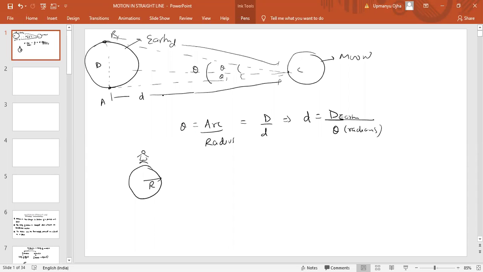Yes, the distance between the two objects is d.